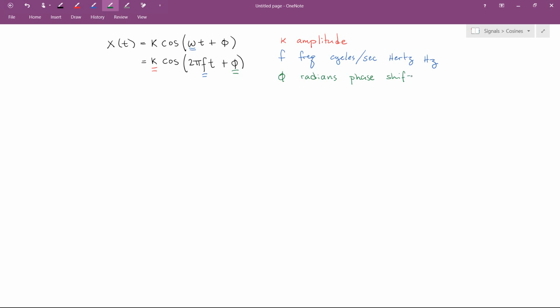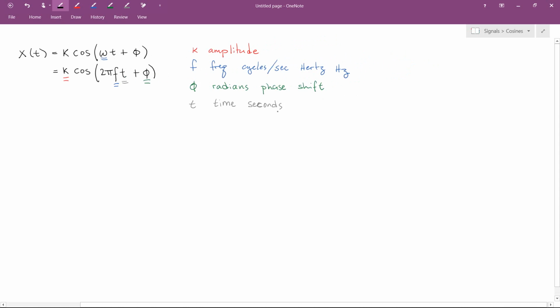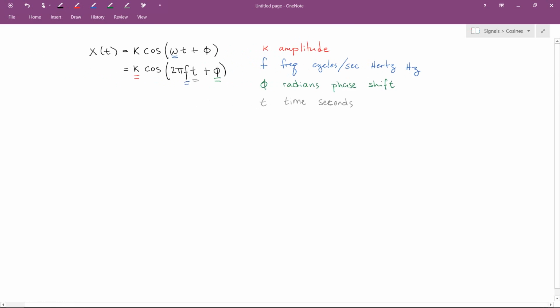Now in addition to that, you can see that we have the variable t, that's our independent variable. That's time, and generally speaking, that's in units of seconds. And then finally we have the constant 2 pi, and it's in units of radians per cycle. That shouldn't be too surprising. If you cycle all the way once around a circle, that's 2 pi radians. So that's where that comes from.